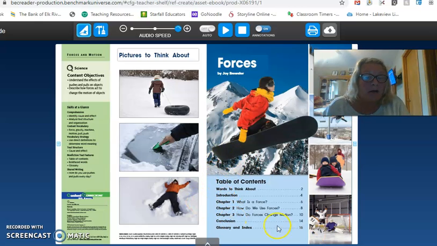Table of contents tells us how the story or the text is set up. So we have words to think about on page 2, introduction on page 4, chapter 1, what is a force, is page 6. Chapter 2, how do we use forces, is on page 8. And chapter 3, how do forces change motion, on page 10. Then we will read the conclusion on page 14. Now, last time we talked about what the glossary and the index was, and that's on page 16.